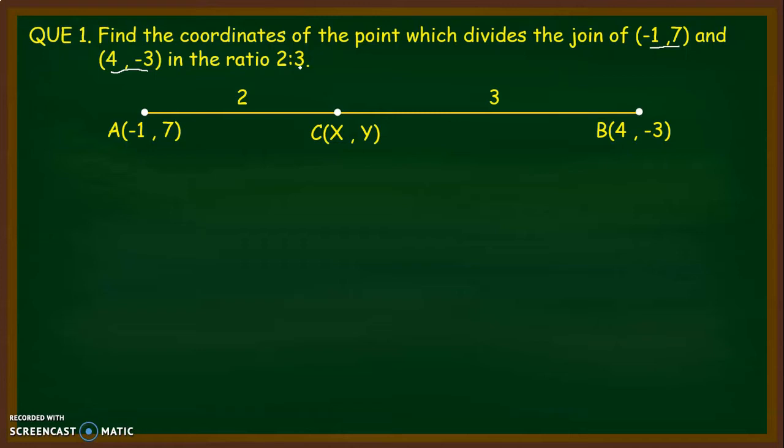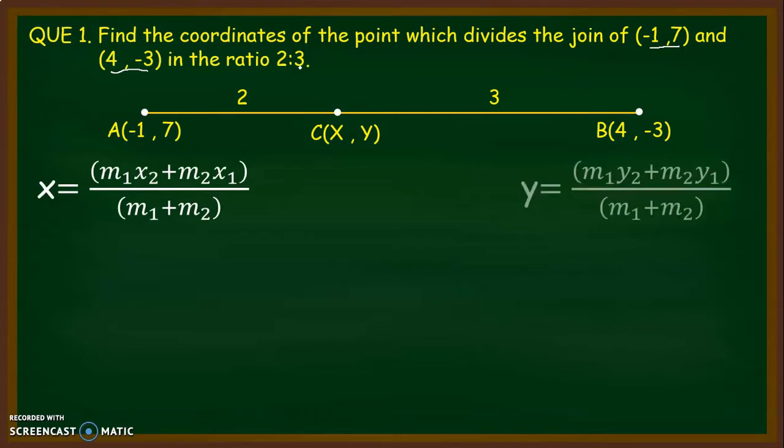So here we want to find the values of the x and y coordinates. To find the x coordinate, we will use the formula x equal to m1 x2 plus m2 x1 divided by m1 plus m2. And in the same way, for the y coordinate we will use the formula y equal to m1 y2 plus m2 y1 divided by m1 plus m2. And here m1 will be 2 and m2 will be 3. Let's say this first point is x1, y1 and this second point is x2, y2.